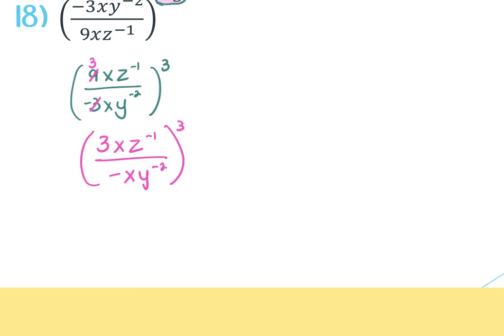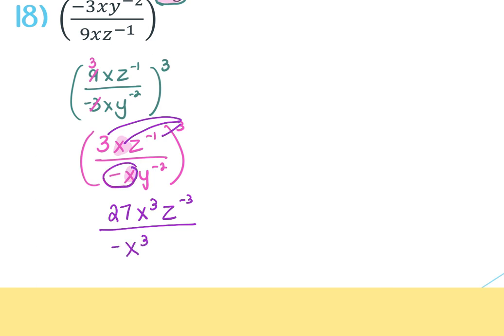Now I can also simplify out the x's from here, and that's one less step for later, or you can distribute and then simplify. So it doesn't matter when you do this, but if I distribute the 3 in, so 3 to the 3rd is 27. Distribute the 3 in, x to the 3rd. Distribute the 3 in, z to the -3rd. Negative x raised to the 3rd. So it would be negative x to the third, and y to the negative 2 raised to the third, y to the negative 6th.